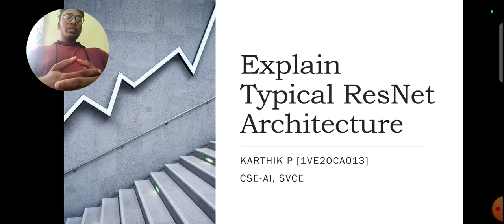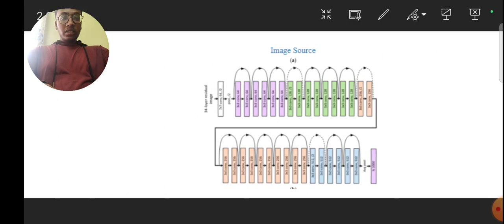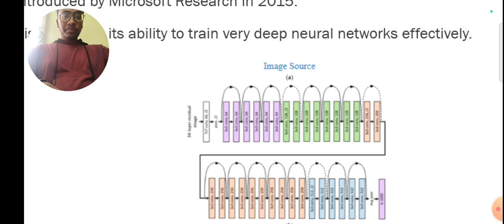So today we'll discuss the typical ResNet architecture. The introduction of ResNet architecture is given below. ResNet stands for Residual Neural Network. It was introduced by Microsoft Research in 2015. ResNet is known for its ability to train very deep neural networks effectively. So this is the introduction to ResNet architecture. You can see the architecture of ResNet over here.